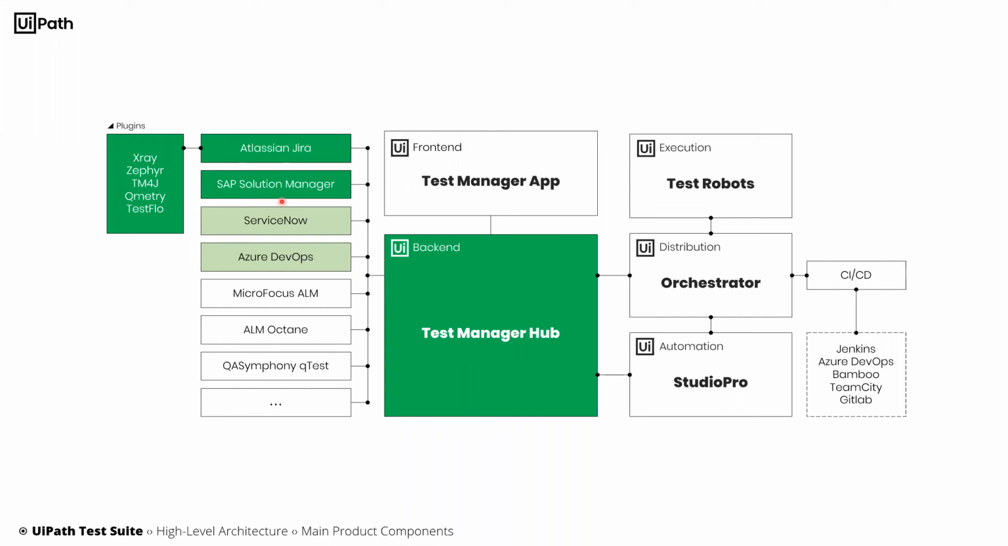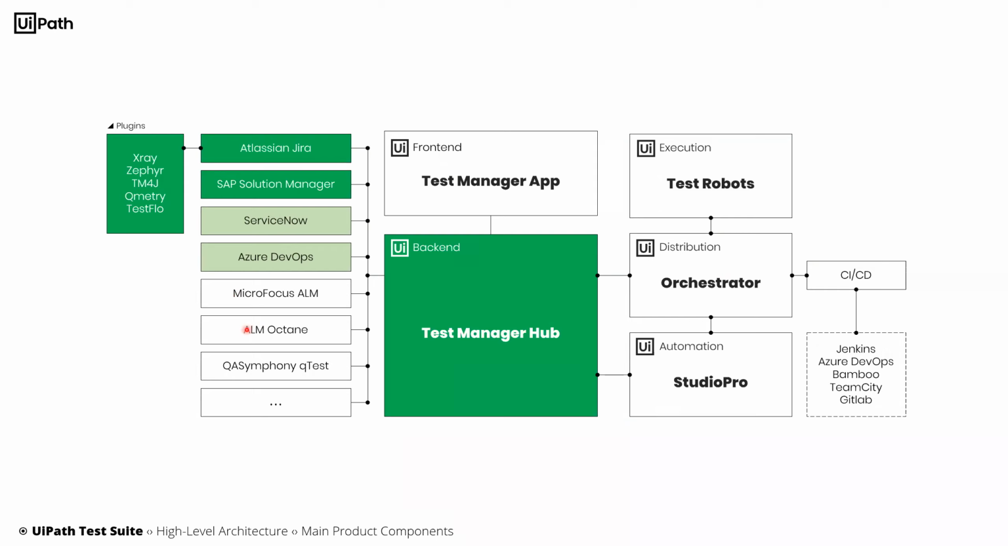So there are a couple of tools you can use. ServiceNow comes with a component for agile planning where you can manage your backlogs and also your defects. The same holds true for Azure DevOps. Azure DevOps especially comes with defect tracking and a very powerful component for agile planning as well. ServiceNow also has tools in that area. We have some older legacy tools like Micro Focus ALM, which also has these capabilities, or ALM Octane, QSymphony qTest. So this covers the area of requirements management, agile planning, and defect management.